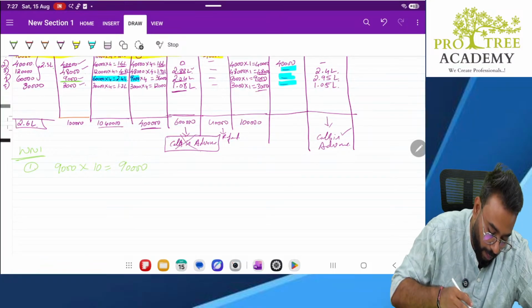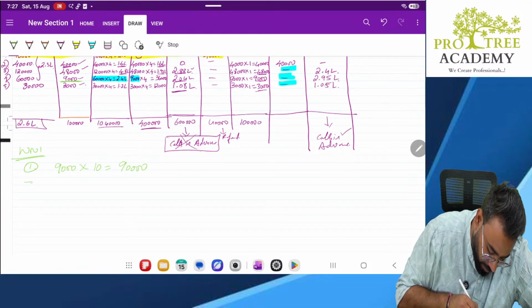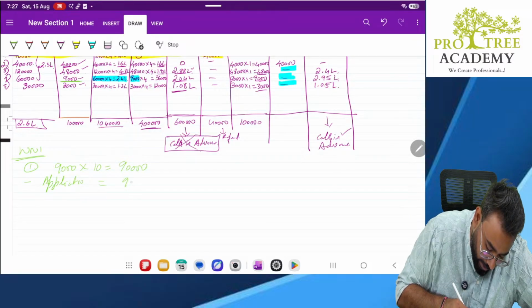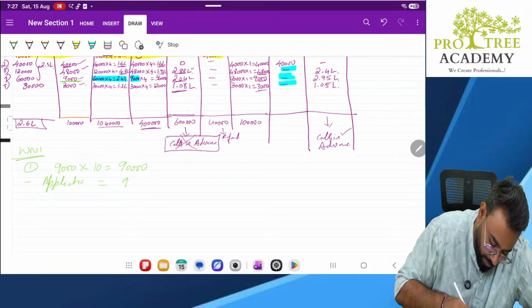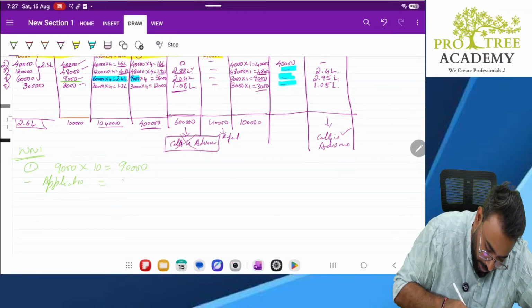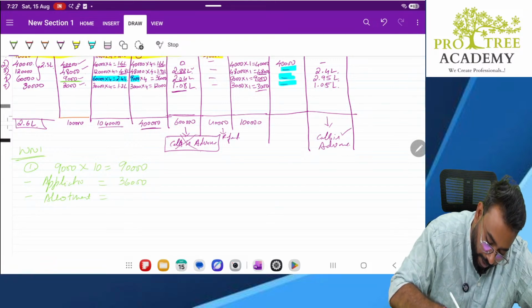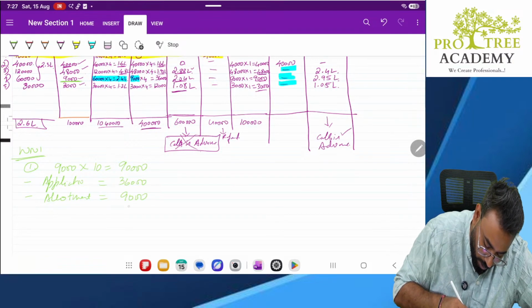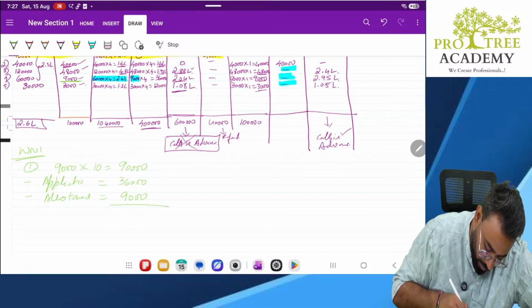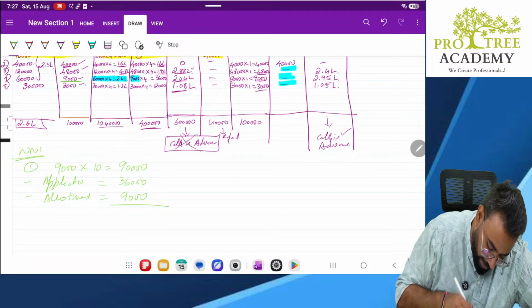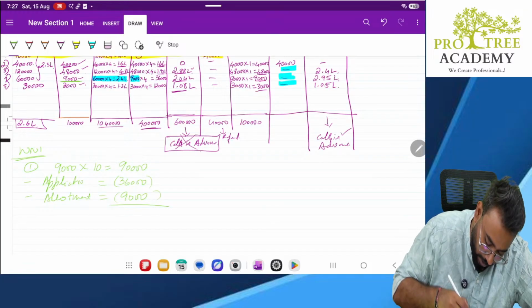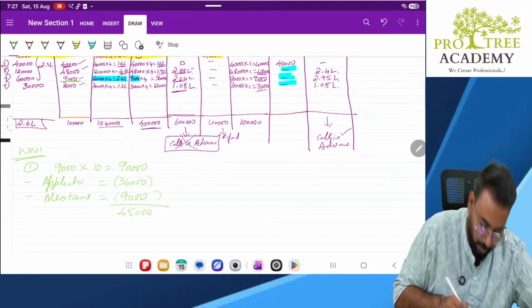1. How much have we already collected? On application, we have already collected 36,000. Then on allotment, how much have we already collected? On allotment, we have collected 9,000. So total, we'll minus this directly. 45,000. Remaining is how much? 45,000.